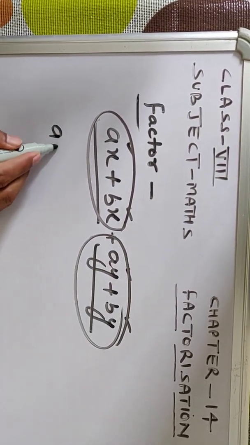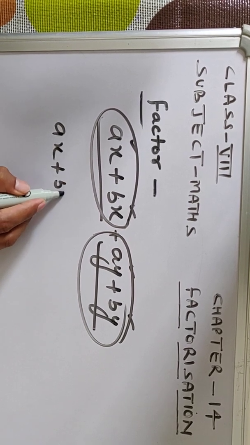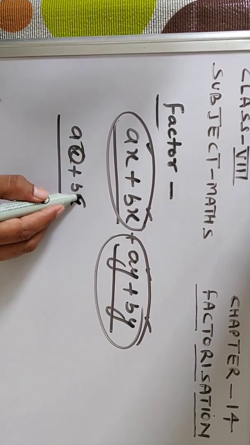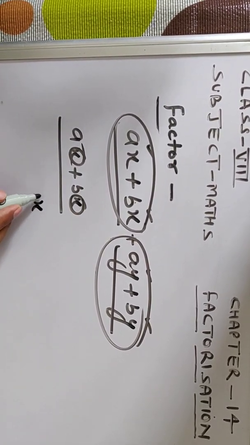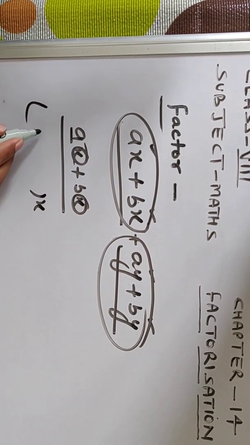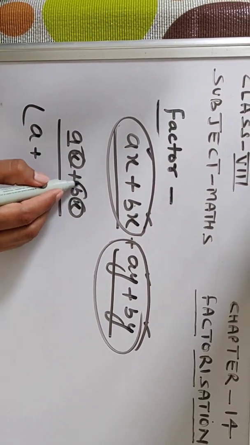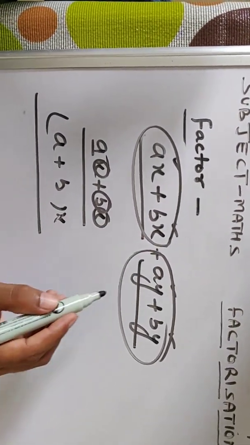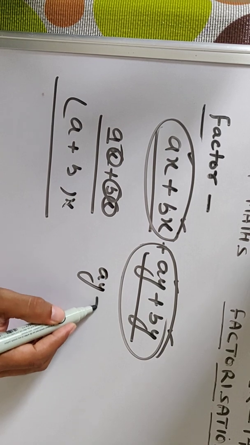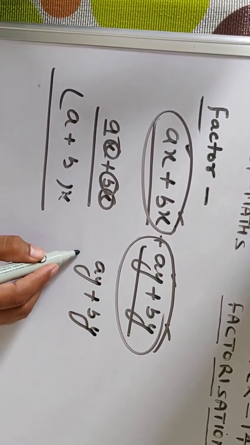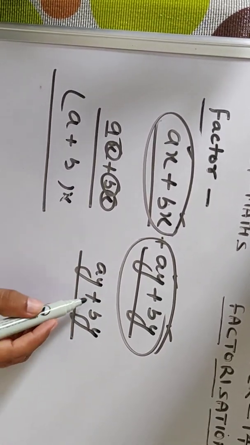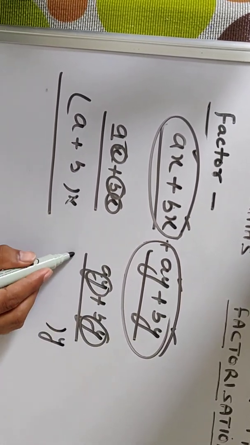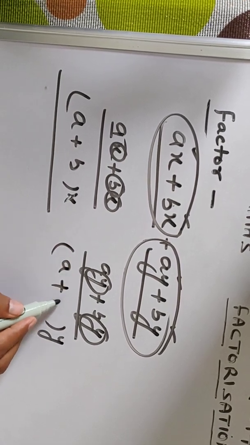Now in the first group, ax plus bx, what is common in both the terms? X is common, so we can take x as a common. So what is left? Here a is left and here b is left. So these are the factors of the first group. In the second group, ay plus by, what is common in both the terms? Y is common, so we can take y as a common. So what is left? A plus b.